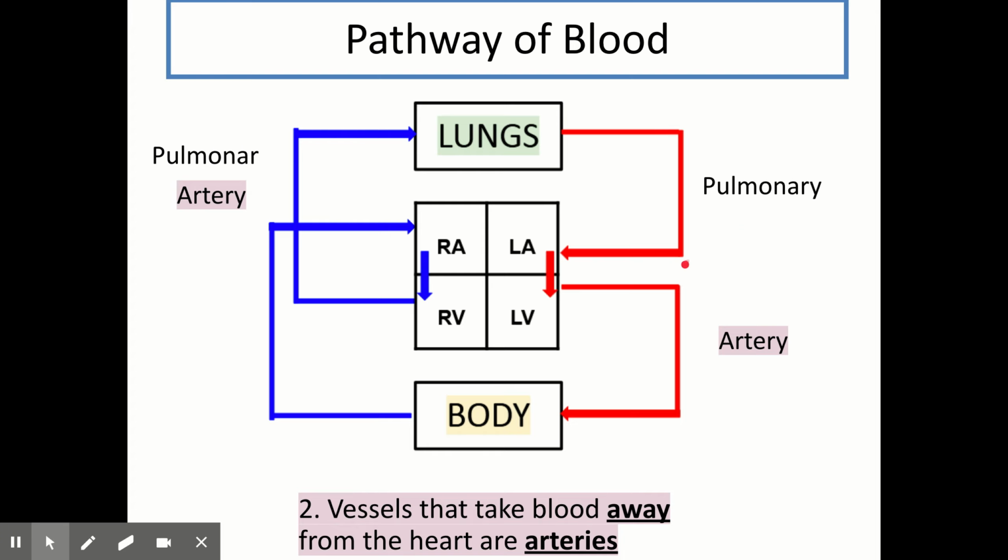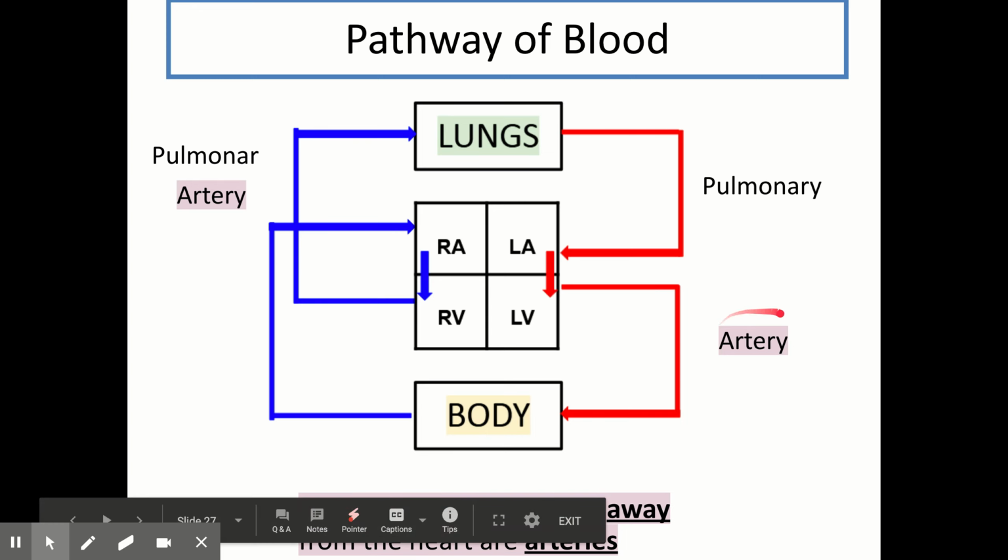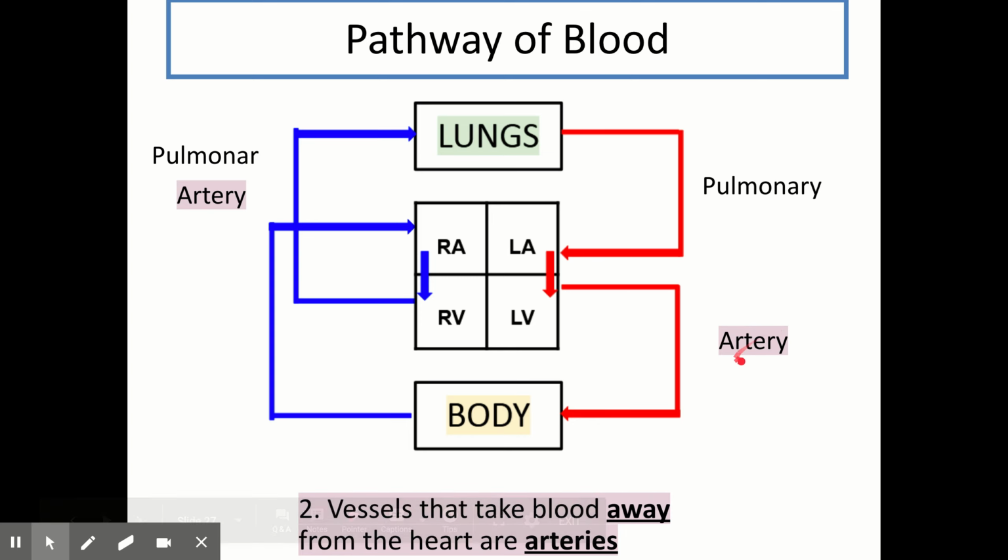So one goes away from the heart towards the lungs, which is this one here. So I've added the word artery over here. And the other one comes from away from the heart to the body. So I've added the word artery over here as well. And we're going to discuss this one soon, but for now, we're just going to write artery beside it. So I can tell that this one is now the pulmonary artery. Okay, so pulmonary artery because it's to do with the lungs and it's carrying blood away from the heart.